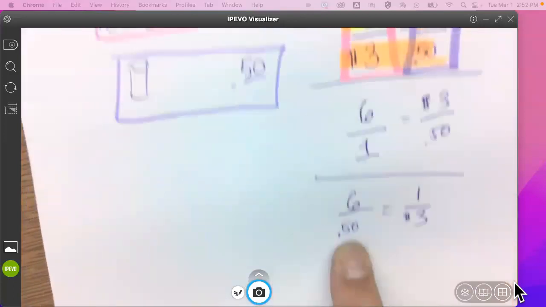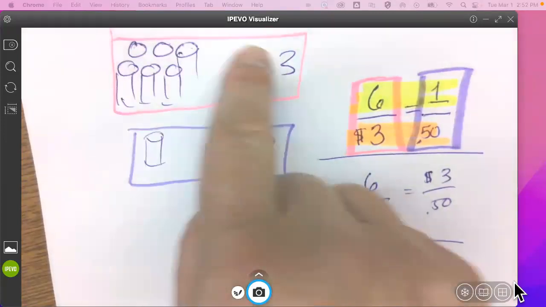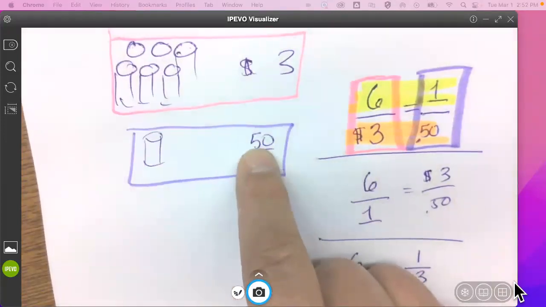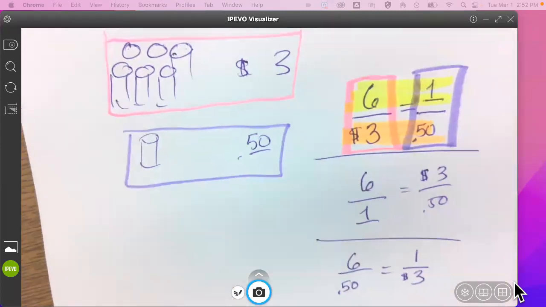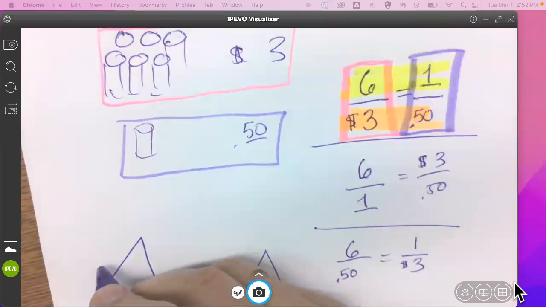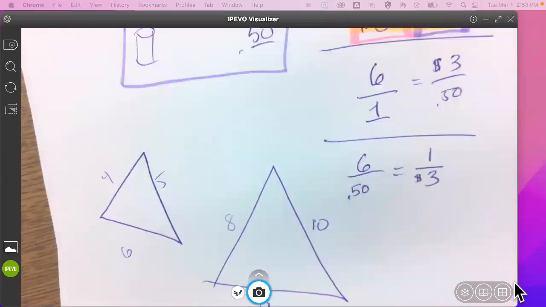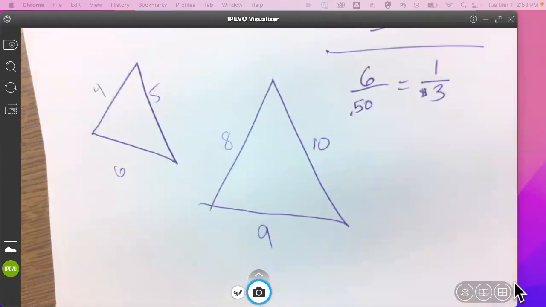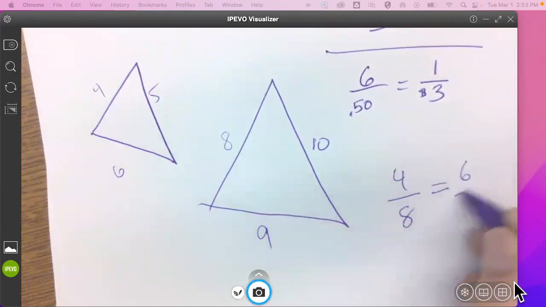However, when I come down to here, what does 6 and 50 cents have in common? Nothing. 6 is from this part of the shelf, and 50 cents is a different part of the shelf and its number value. So if in fact we've got two triangles, and let's say 4, 5, and 6, and 8, 10, and 9, and I were to set up 4 is to 8 as 6 is to 9.